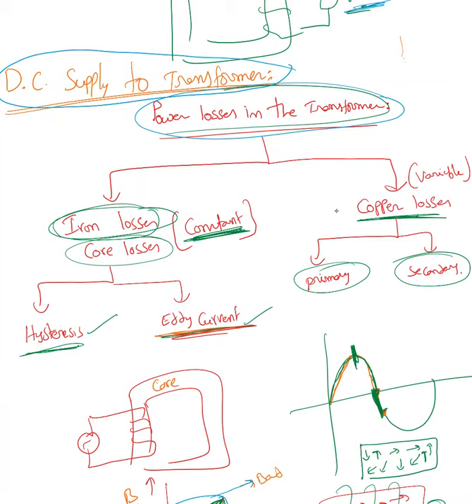And the second one is copper losses. These copper losses are variable losses. Variable in the sense that it depends upon the load. If more load is applied, more copper losses; if less load is applied, less copper losses. So we have primary copper losses and secondary copper losses. Wherever we use copper wire, there we have copper losses.